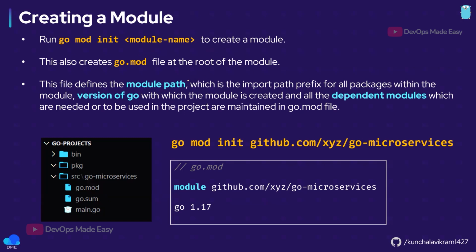I'm also going to just prove it. Whenever you initialize a module, a file called go.mod will be created. This file will be at the root of the repository, and it will have the module name and the Go version which is used to create this module. It will also have other things, but the first few things are the name of the module and the version of Go used to create this particular module.